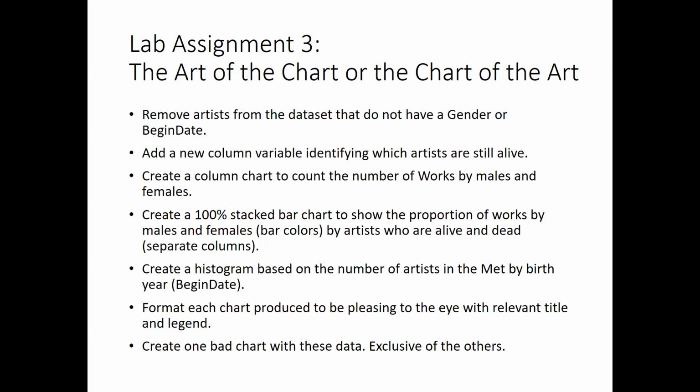I want to see the distribution. How many artists were basically born in the 1990s, in the 2000s, in the 1960s, right? I want you to format each chart so it's pleasing to the eye with a relevant title and legend. Scale doesn't matter. It's all depending on what you think is good or bad.